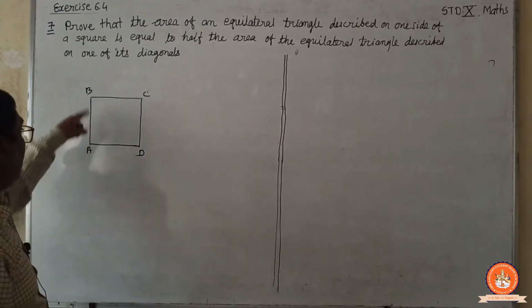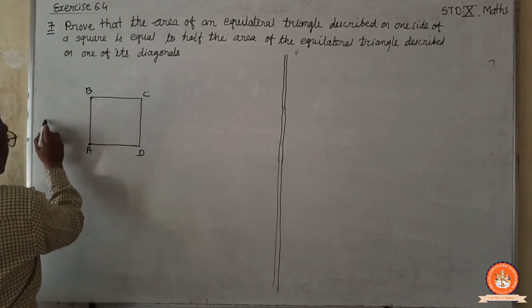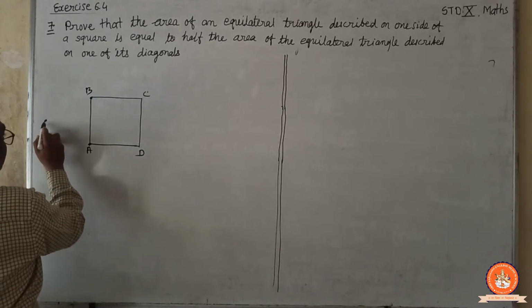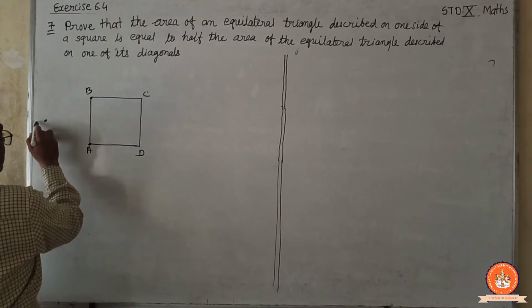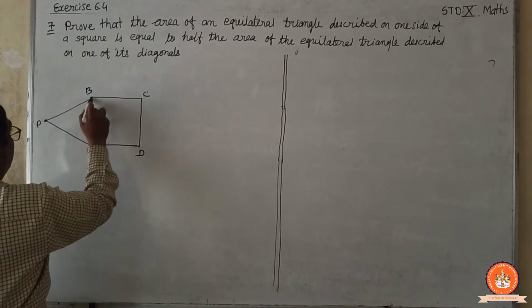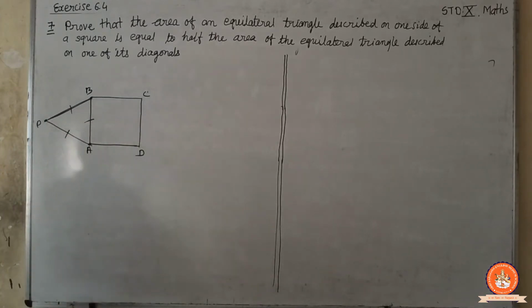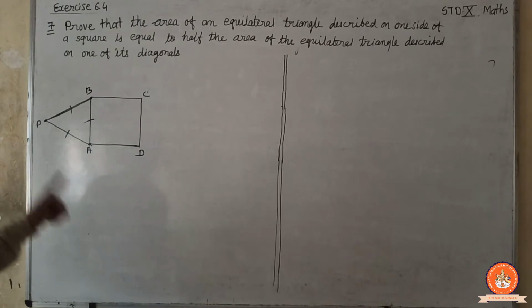equilateral triangle on AB. So considering distance AB, we can describe an equilateral triangle. If P is here, then look at it, this one is an equilateral triangle APB. Okay, so APB is an equilateral triangle described on one side of a square.